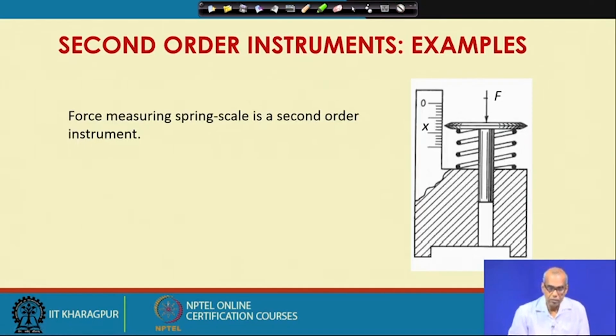Force measuring spring scale is another example of second order instrument. If I put a force here or if I put some weight here, this will oscillate. It is an example of second order instrument.